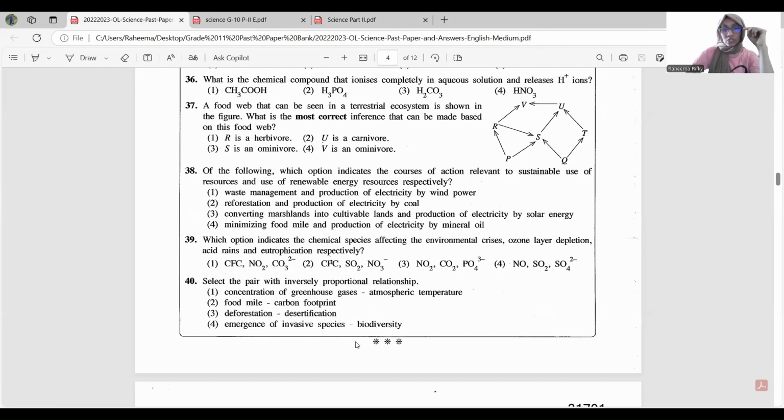Emergence of invasive species and biodiversity. Emergence of invasive species means there are some plants and animals that, if we grow them or put them into the environment, are harmful for us. So if invasive species increase, biodiversity definitely decreases because they are harmful for each and every one. So biodiversity can be reduced. So this is the correct answer. Yes, we can take this as the answer.